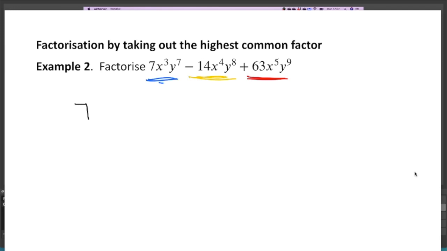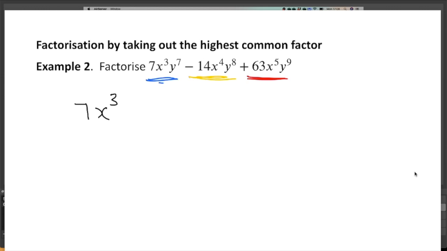All right, then go to the variables. Start with the variable x. The first one is x cubed, the second one is x to the 4, and the third one is x to the 5. What do they have in common? Do you see that they share x cubed? So there is x cubed in the first one, there is x cubed in the second one. There is also x cubed in the third one.